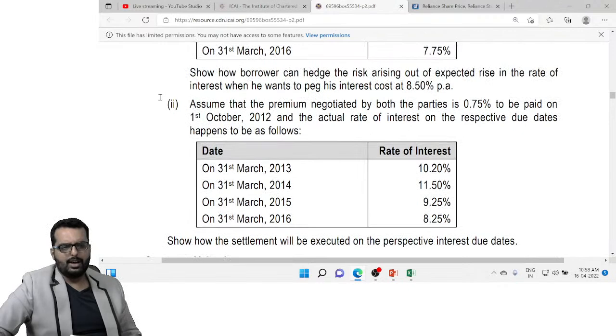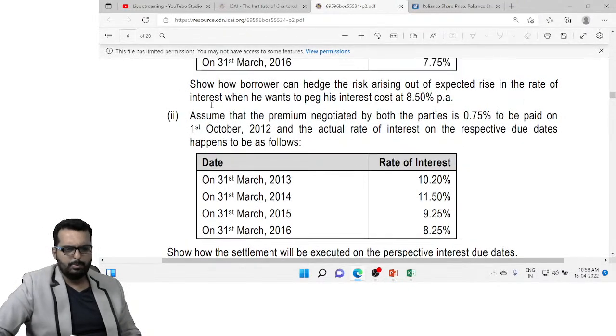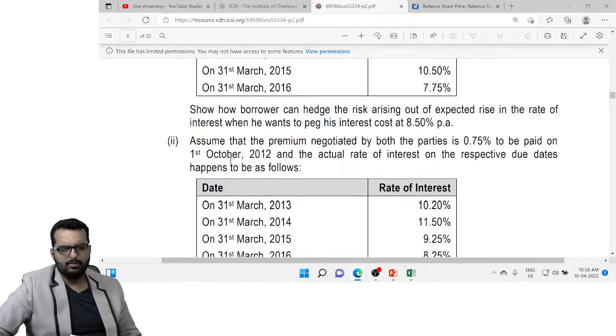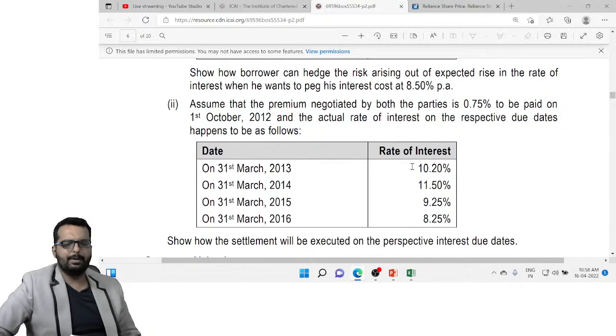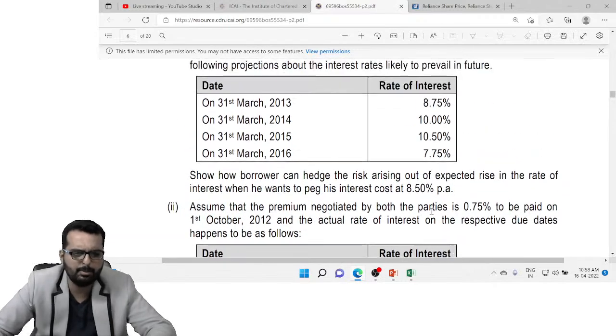And they have given you: assume the premium negotiated by both the parties is 0.75%, to be paid on 1st October 2012, and the actual rate of interest irrespective of due dates happens to be these. Show how the settlement will happen. Friends, a very, very simple problem.